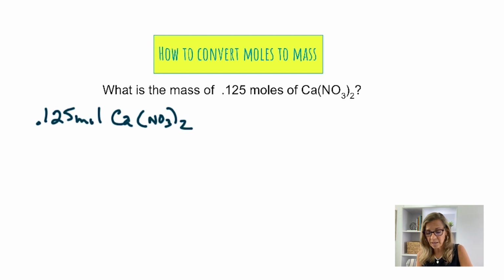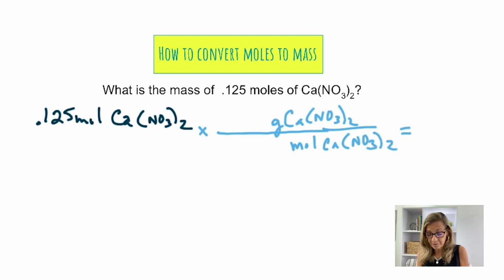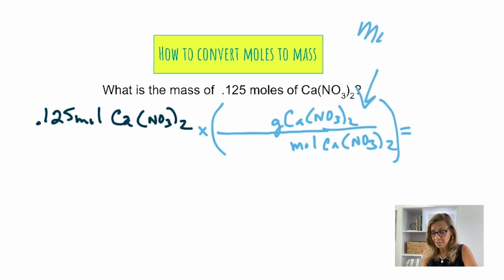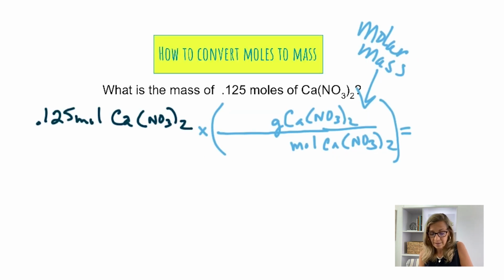All right, so we're going to multiply by some factor. And I'm going to draw a line here, right? I want to get rid of moles, and I want to go to grams of calcium nitrate. Okay, now what is the relationship between grams and moles for calcium nitrate? Guess what this is right here? That is your good friend molar mass, which we just calculated. Okay, that ratio of grams per mole is molar mass. So there it is, 164.10 grams per mole.